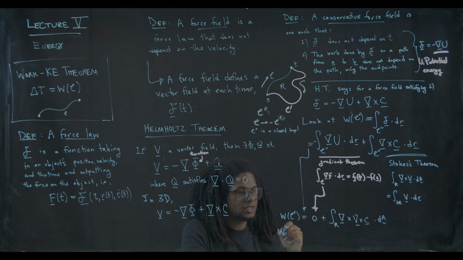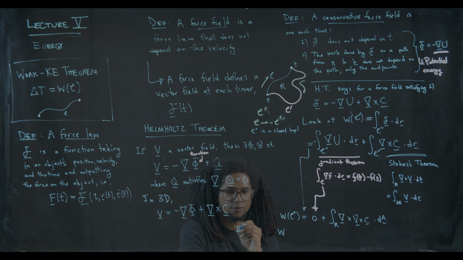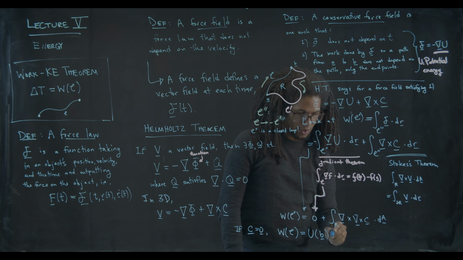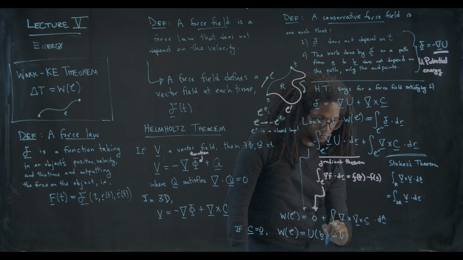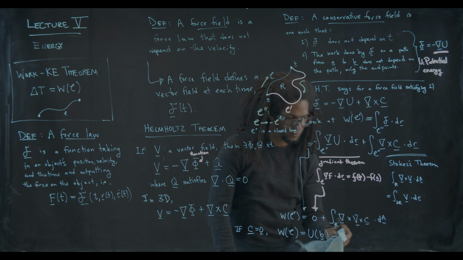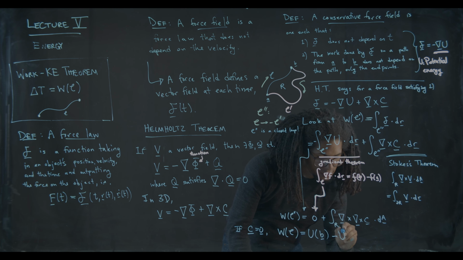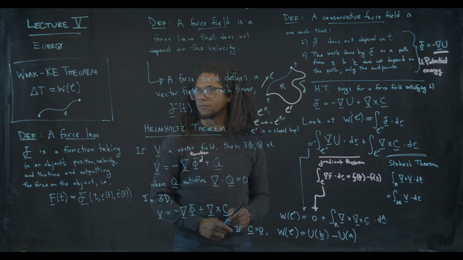So I'm going to note that this tells us, if the curl term is equal to 0, so if we have no curl term, then the work on C is something that we can get. It is just equal to U at the endpoint B. Remember that the endpoints of C really are A and B, minus U of A. Great.